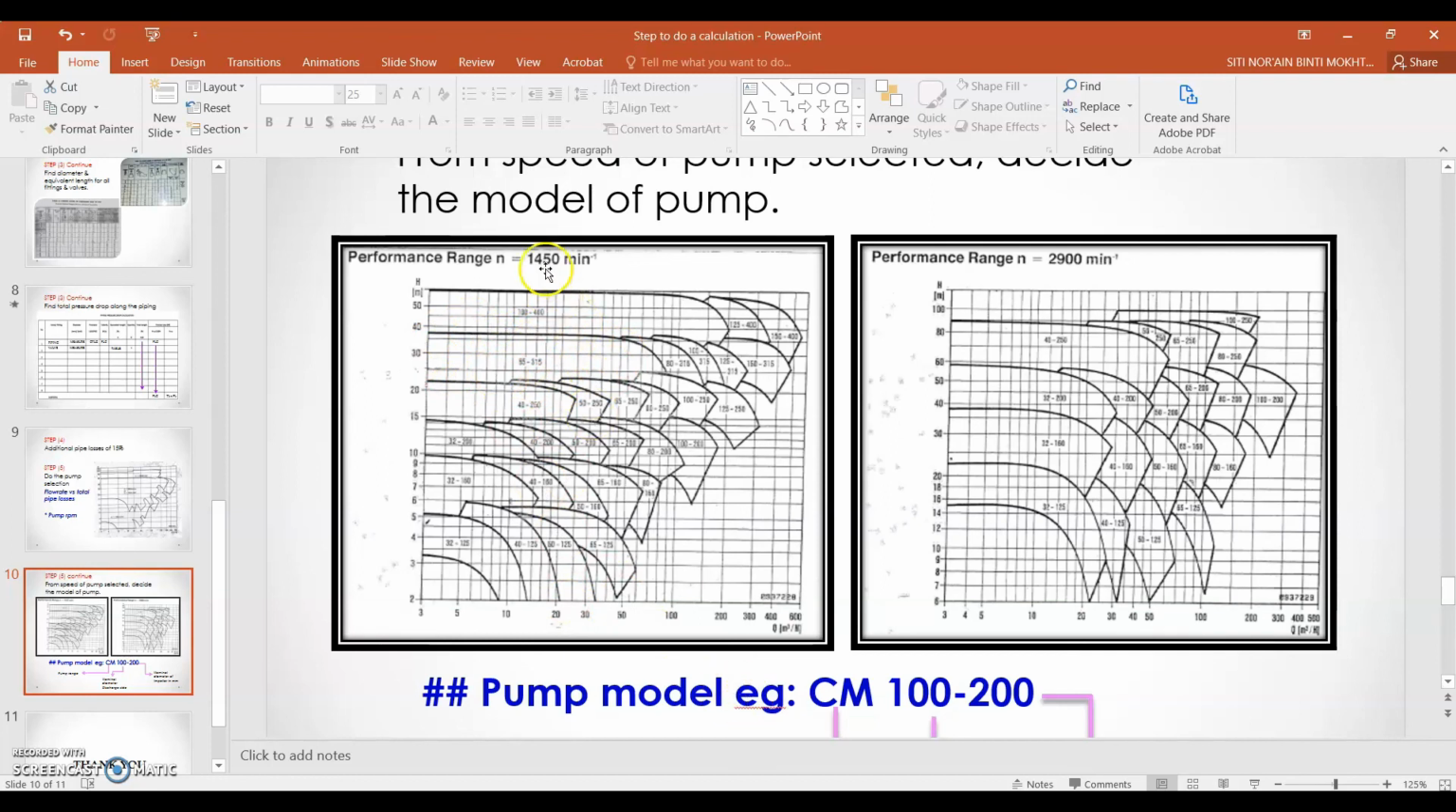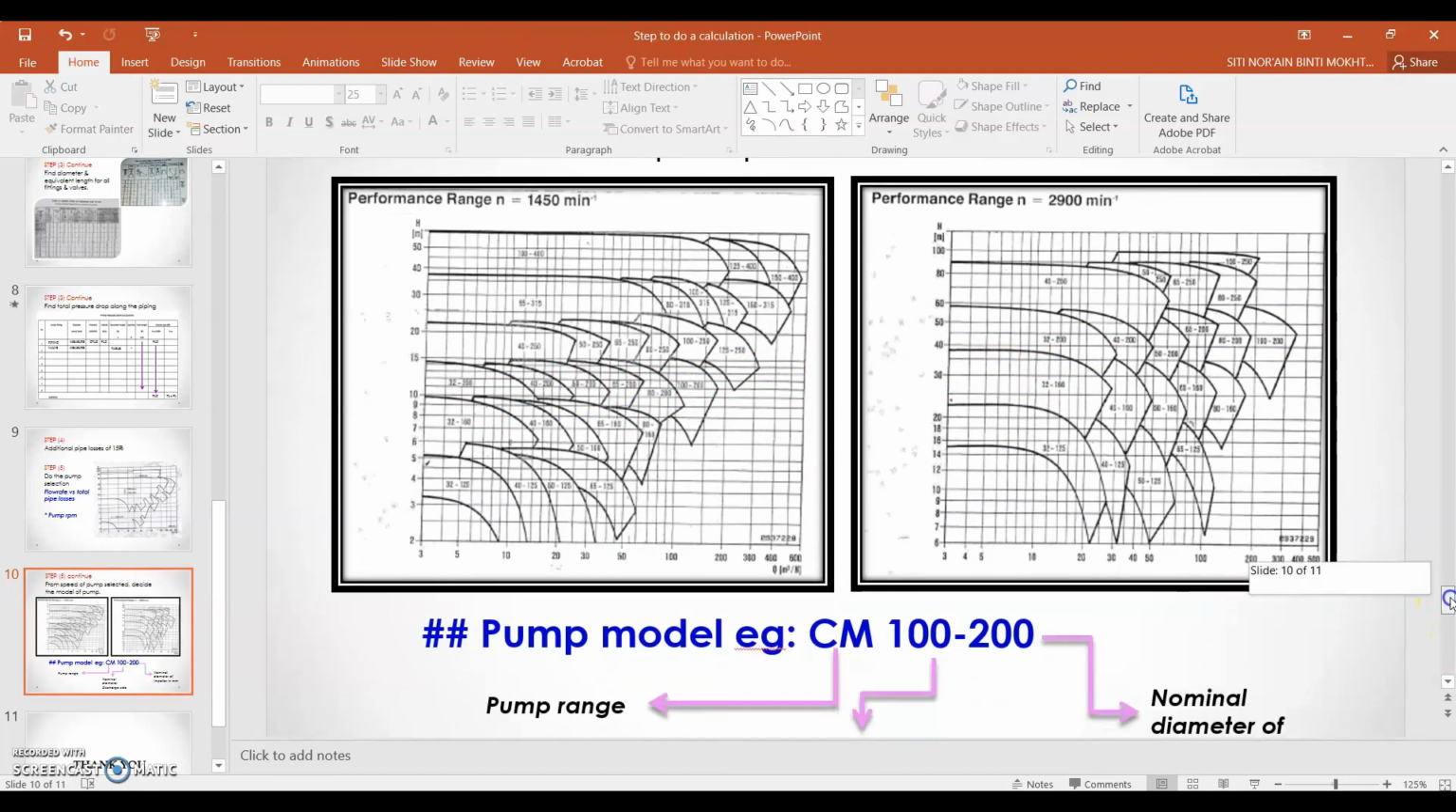So your pump model for speed 1450 is CM 85-315. Next curve, same values, 20 and 30. So your second model of condenser water pump for speed 2900 is CM 32-160. That one is the answer. So two models of pump you have selected from your pump curve. Okay, that's all.